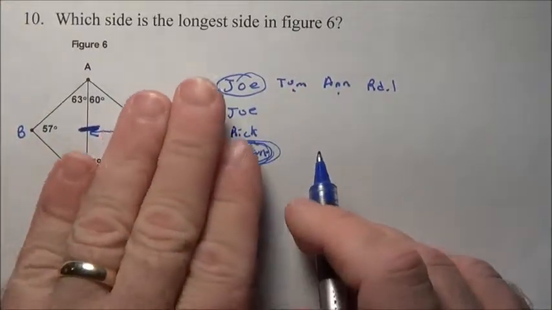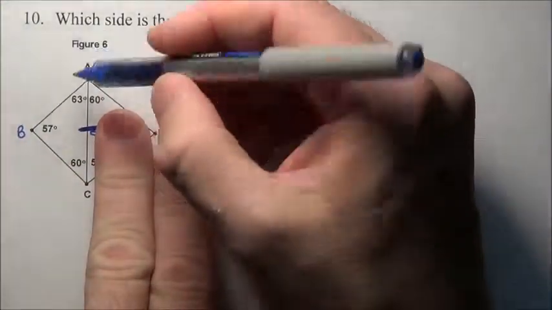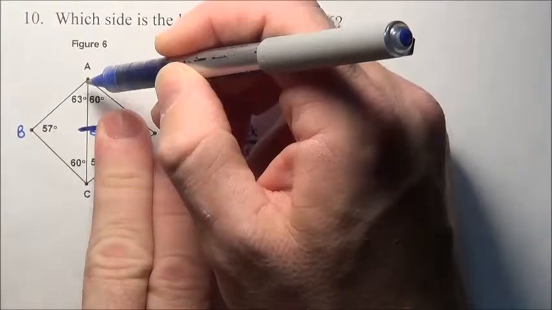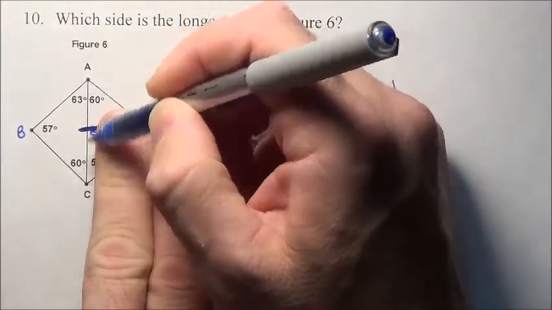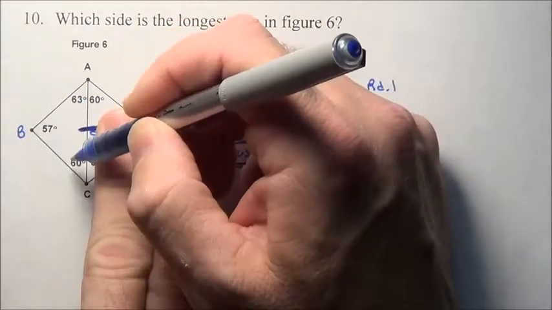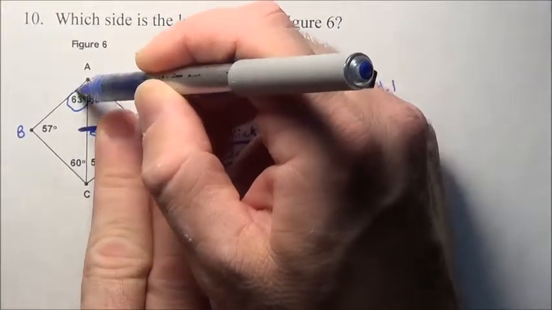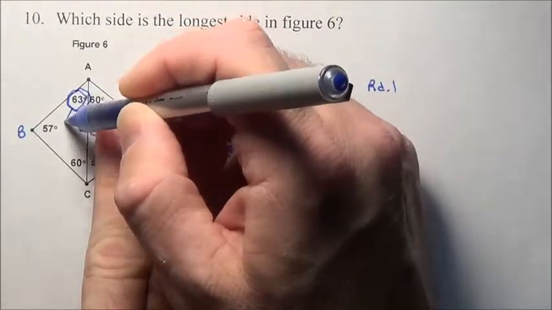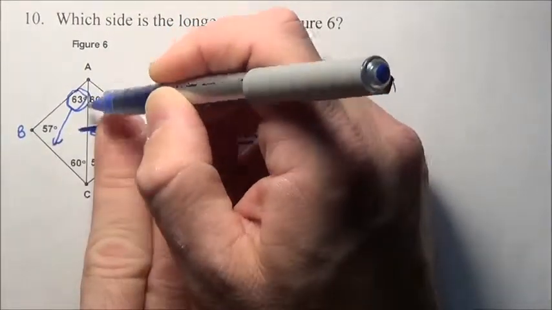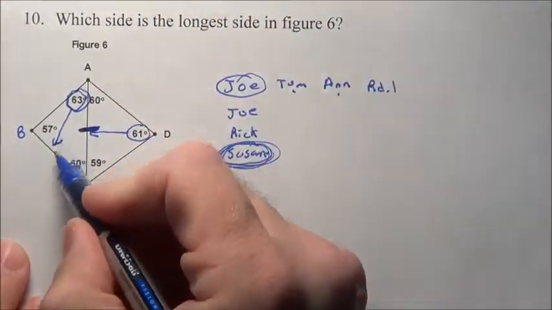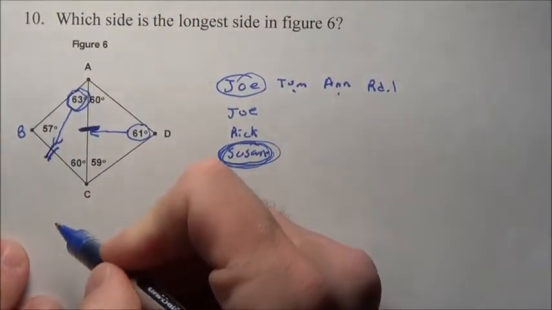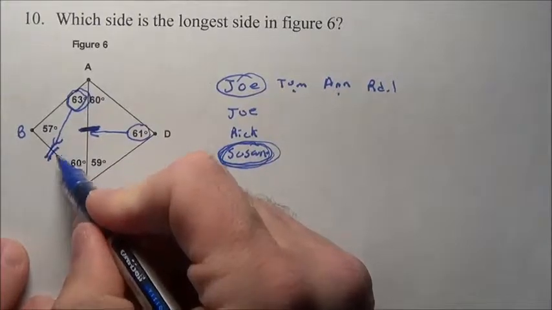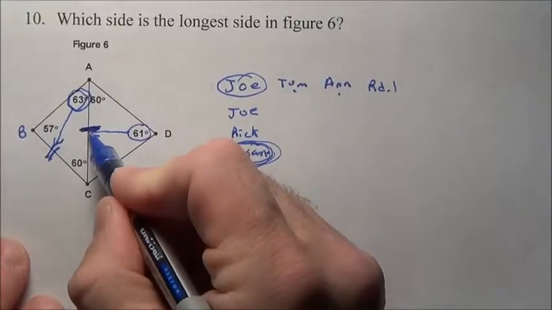But now when we go to the second round of competition, and we're comparing triangle ABC's sides, here we have 63, 57, 60. This is the largest angle. That means the side across from it must be the largest amongst these 3. So now this side BC is the largest side. This is bigger than that one and bigger than this one.